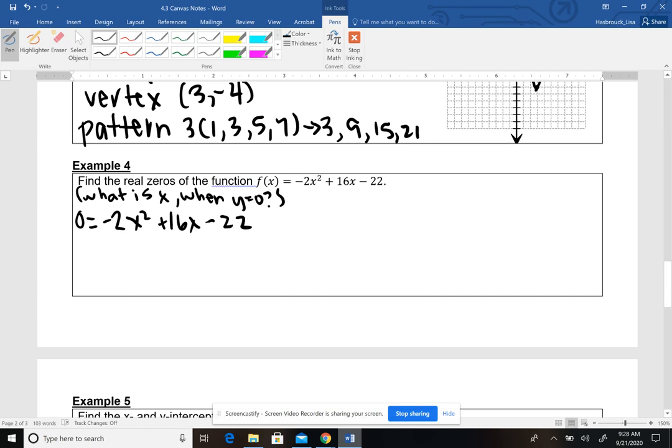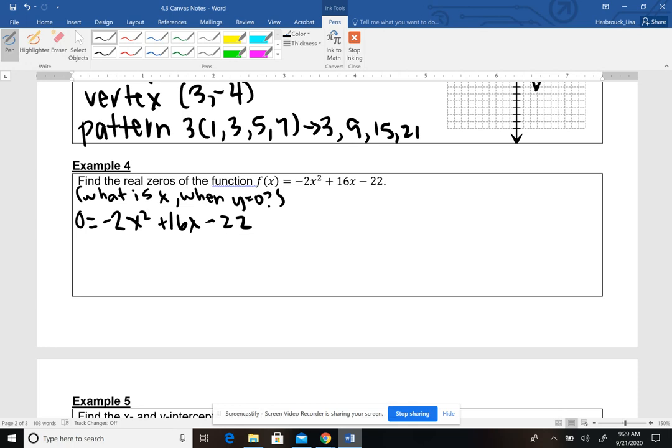Okay, so there's two options. We can either try to factor it first and see if that works, and then if that doesn't work, we would need to do the completing the square process, or we could use the quadratic formula. I'm going to see if we can factor it. So 0 equals, I'm going to take out that negative 2 first, because everything is divisible by 2. That gives me x squared minus 8x plus 11. Now looking at this, there's no factors of 11 that'll give me a negative 8. So now I know I can't factor that. We're going to have to go back to the drawing board.